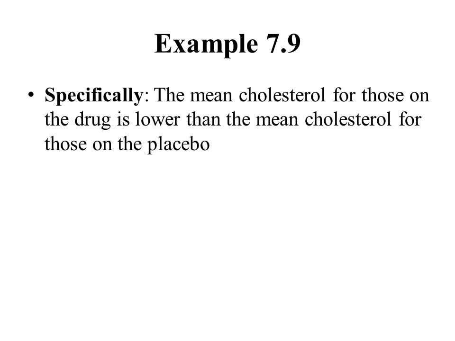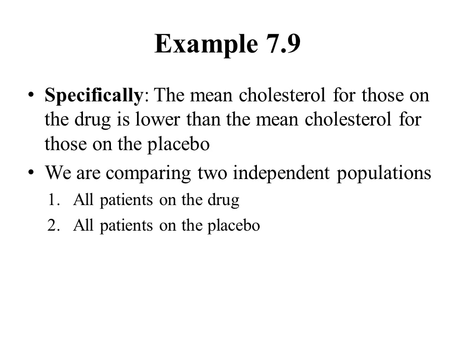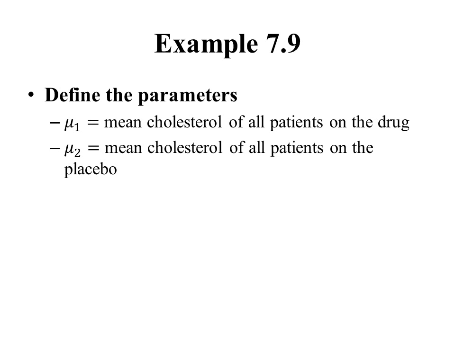So we're comparing population means just like we did in the first example. As in the first example, we're comparing two independent populations. The first is all patients on the drug, and the second, all patients on the placebo. Again, we're interested in all patients on the drug and all patients on the placebo, not just the few in our sample. So our parameters are mu1 and mu2. Mu1 is the mean of the first population, so the mean cholesterol of all patients on the drug. Mu2 is the mean of the second population, so the mean cholesterol of all patients on the placebo.